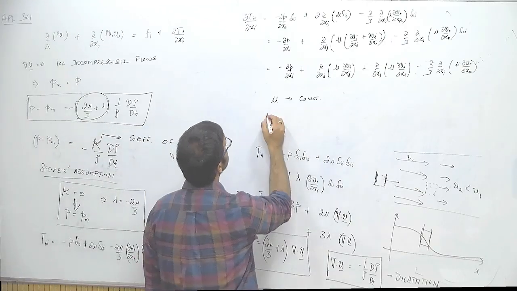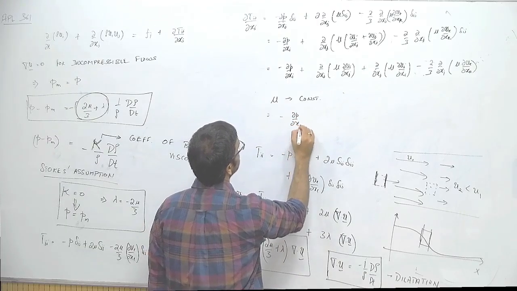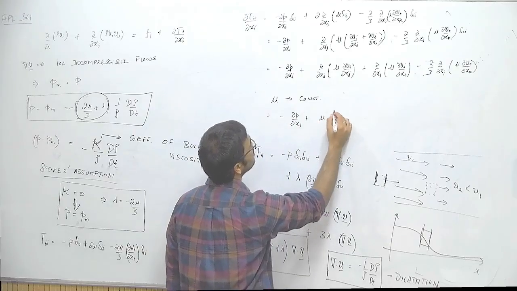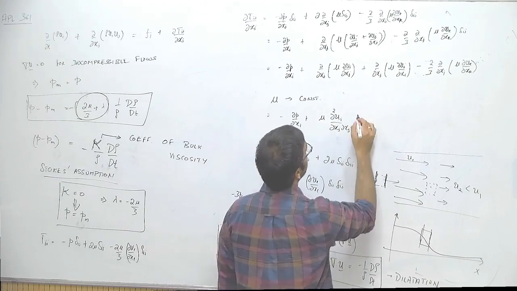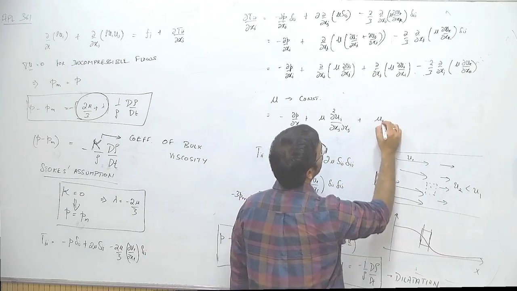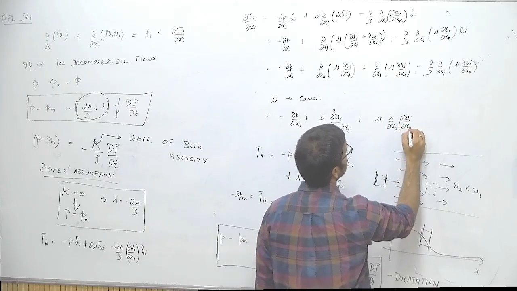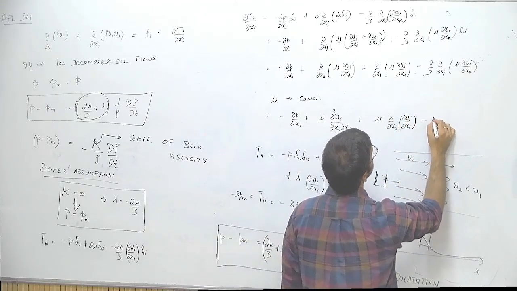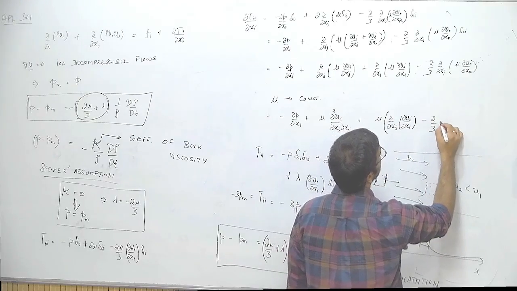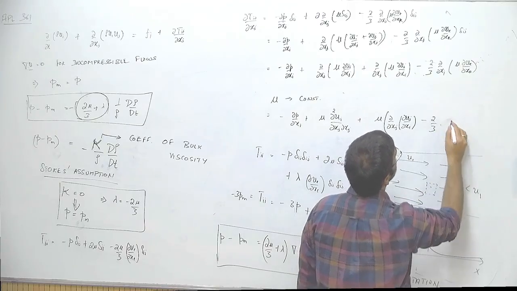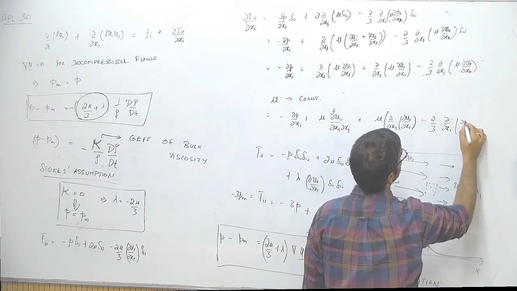So in that case, our term simplifies even more: del by del xi, and here we have mu times del 2 ui over del xj del xj plus mu del by del xi of del uj over del xj, minus 2 by 3 mu del by del xi. I can write del uk by del xk as del uj by del xj as well.